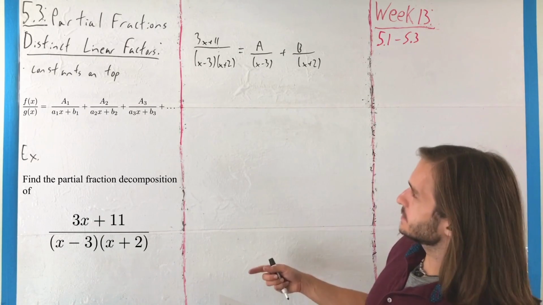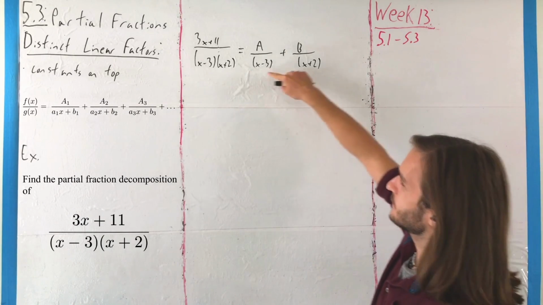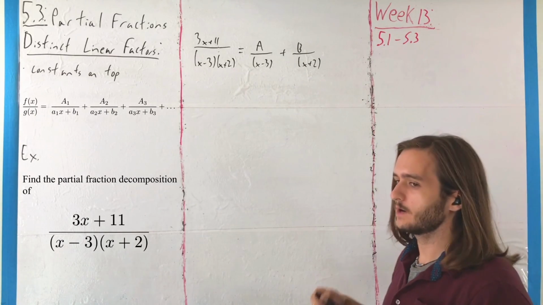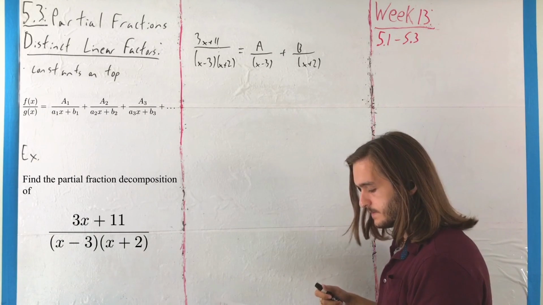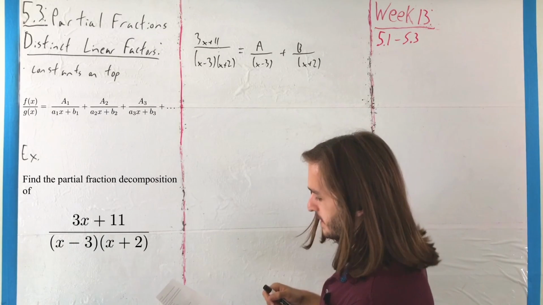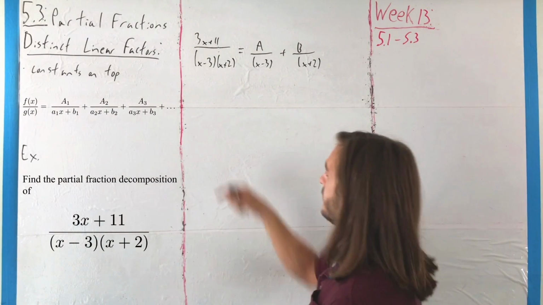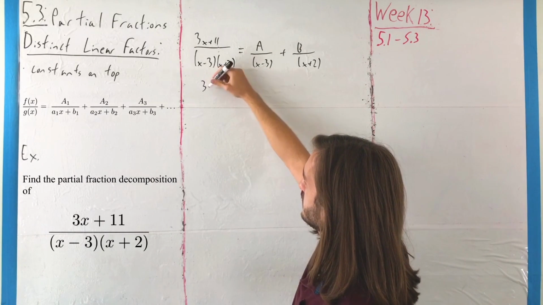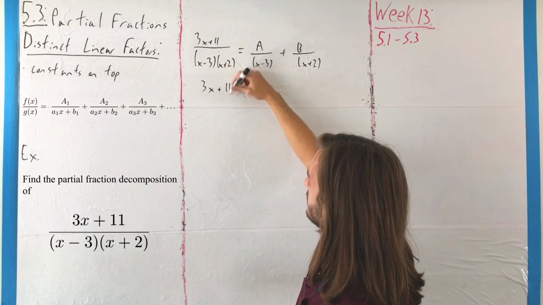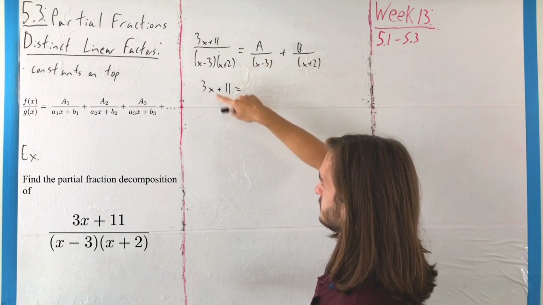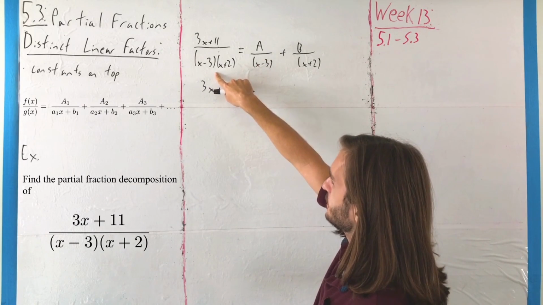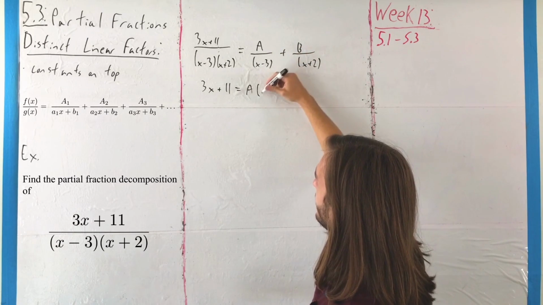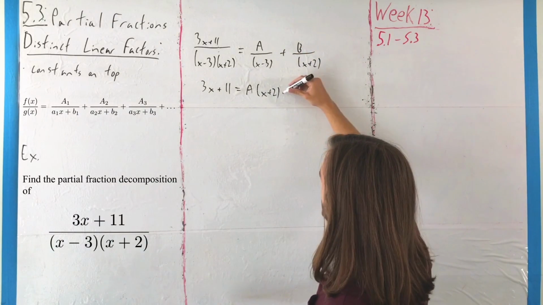Because what we're going to do next is try and get rid of those denominators so we're left with something that we can solve for our x and constant values. So here, what we would do is multiply both sides by (x minus 3) times (x plus 2). On the left, we would have 3x plus 11 left over, because you multiply that over, and both of those cancel. Then over here, if you multiply this times that, the x minus 3's would cancel, and we'd have A times (x plus 2).